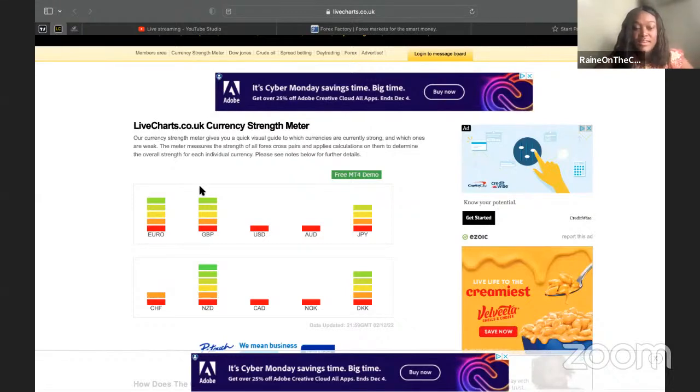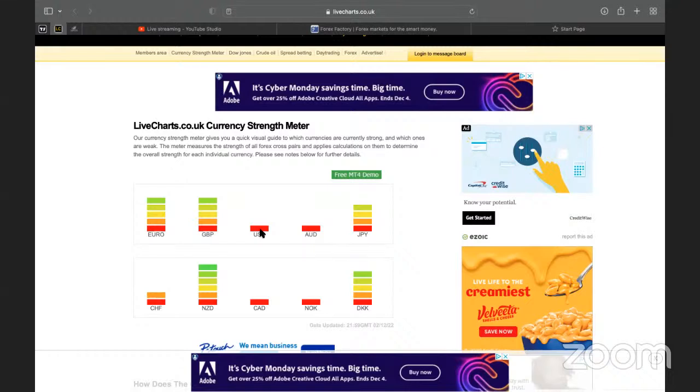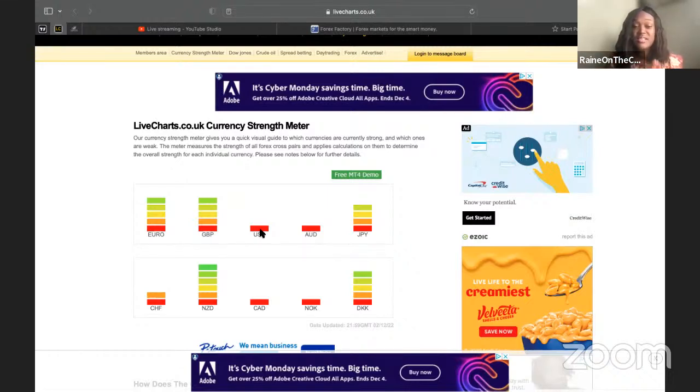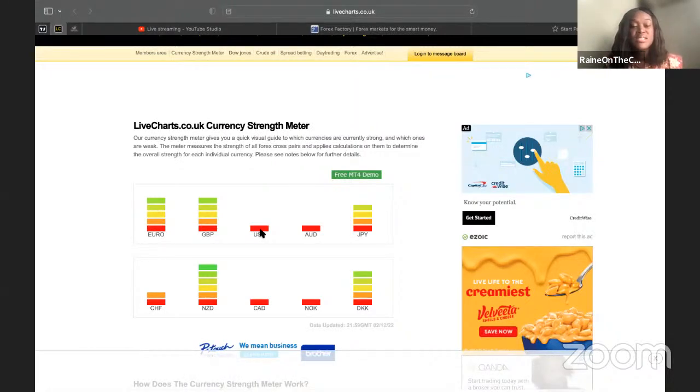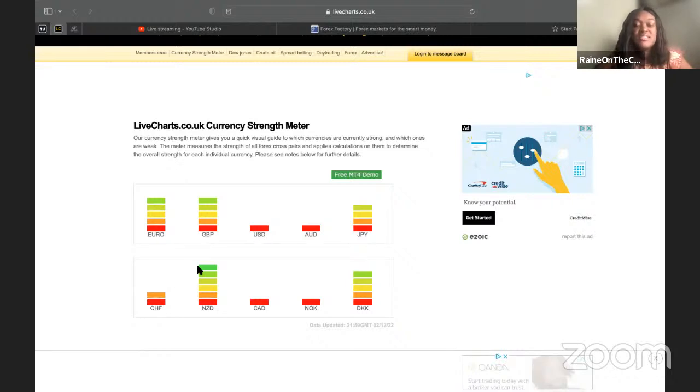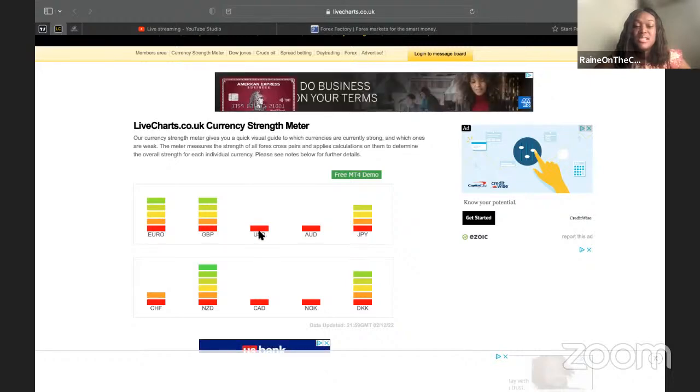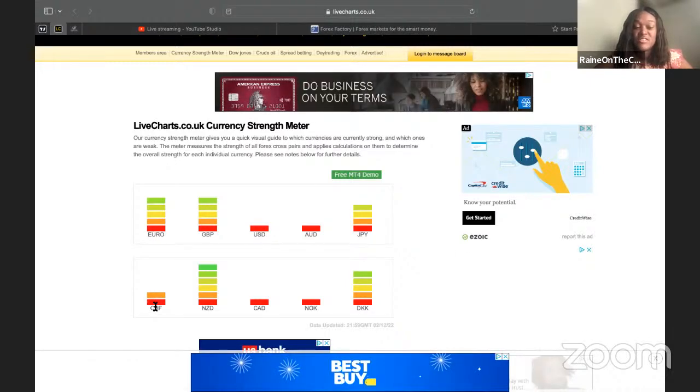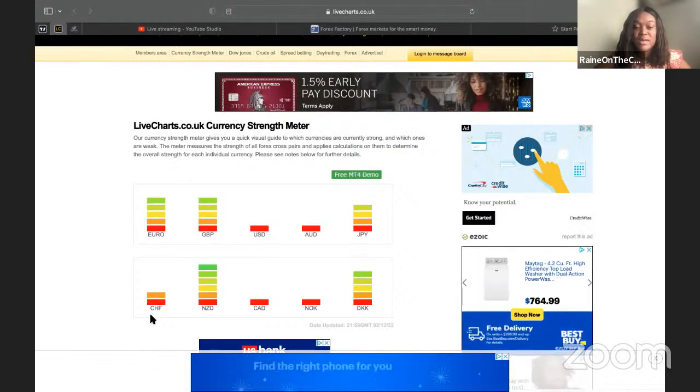So, if I was looking at, say, GBP USD, would I be looking for a buy or a sell based on what I just said? A buy. Absolutely, because the first currency, GBP, has more bars than the second currency, USD. What about USD CHF? Would I be looking for a buy or a sell with USD and CHF? CHF is the Swiss franc. Would that be a buy or a sell?